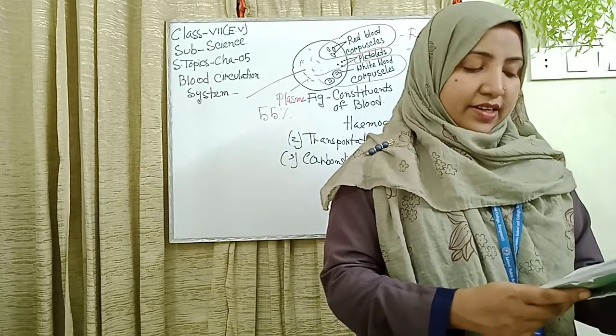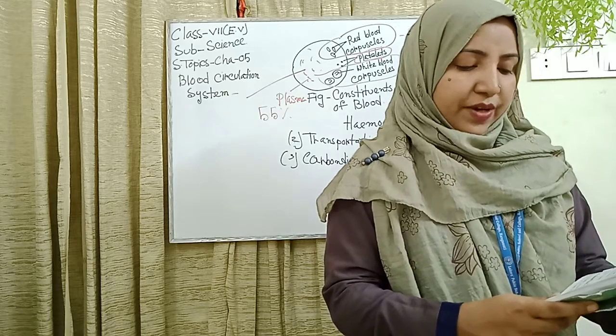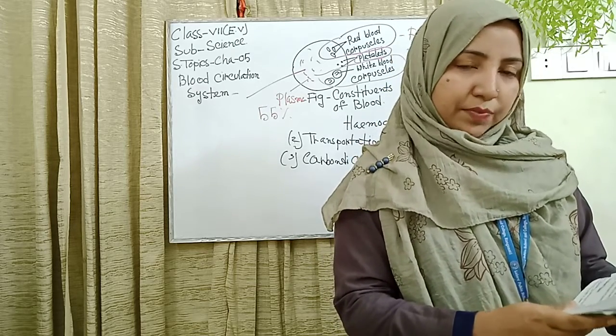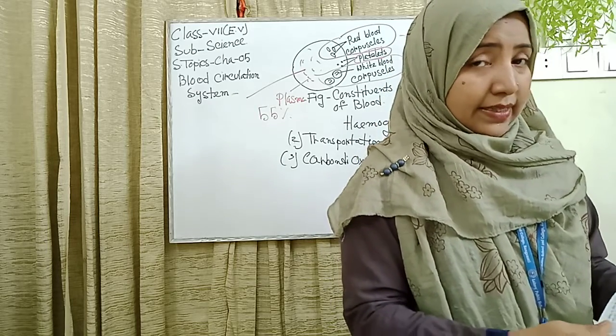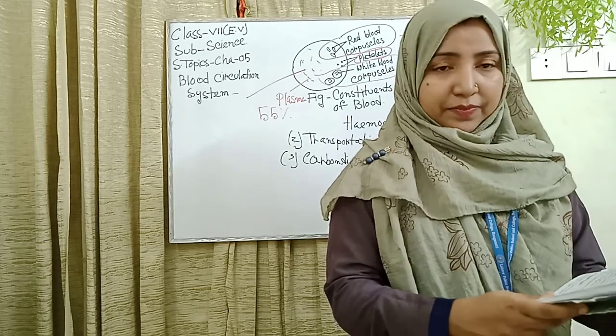Seventh structure is control of temperature. Blood carries heat to different parts and maintains temperature equilibrium of the whole body. It's also a very important topic. Blood can also control the body temperature.